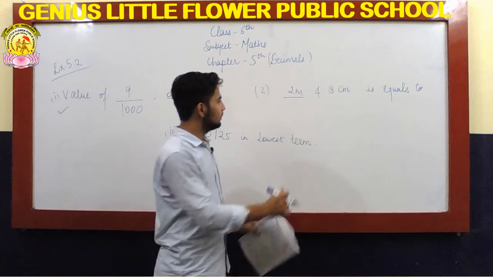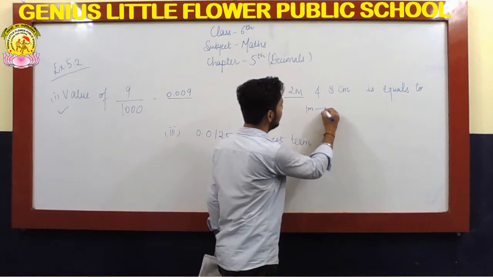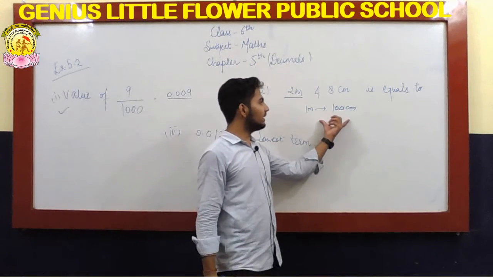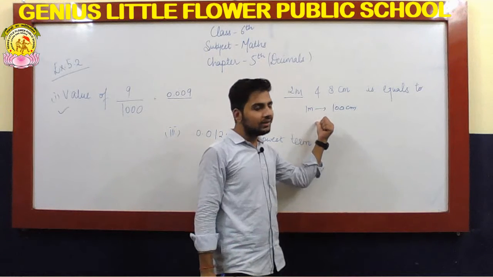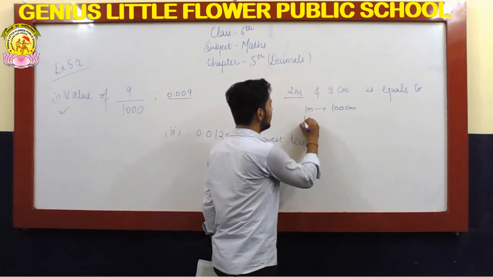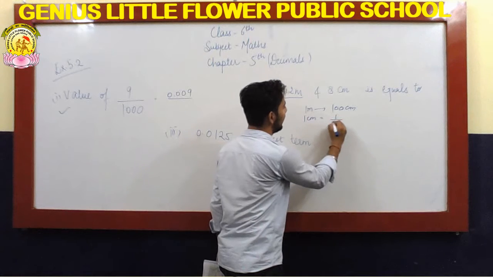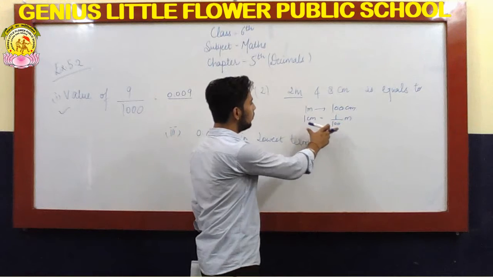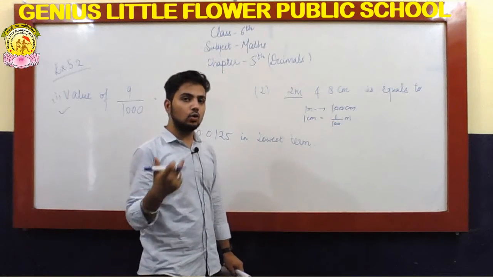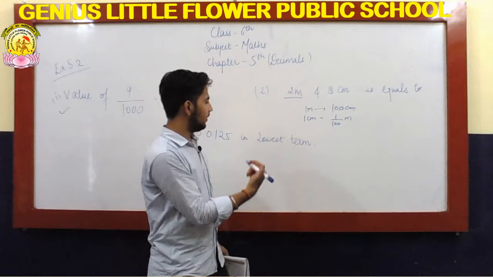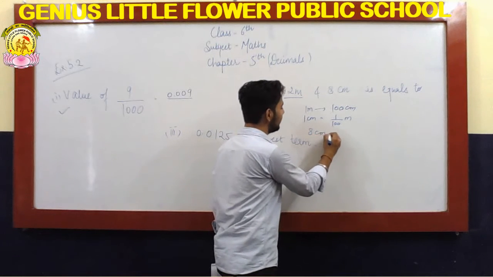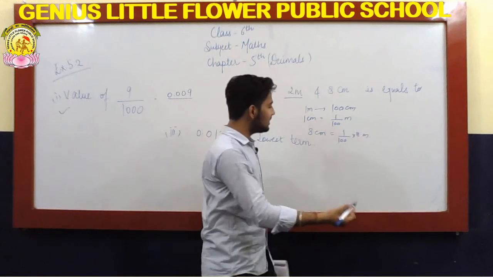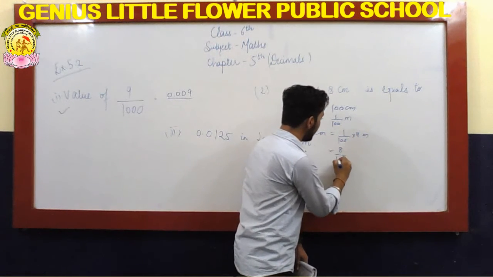As we all know, in 1 meter there are 100 centimeters. So by cross multiplying we can calculate the value of 1 centimeter in meters. The value of 1 centimeter in meter is 1 by 100 meter. Am I clear? Now you want 8 centimeters, so we will multiply both sides by 8. So what will we get? 8 centimeter is equal to 1 by 100 into 8 meters, which is equal to 8 by 100.